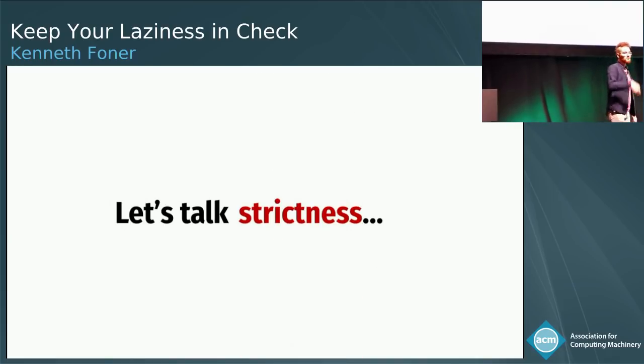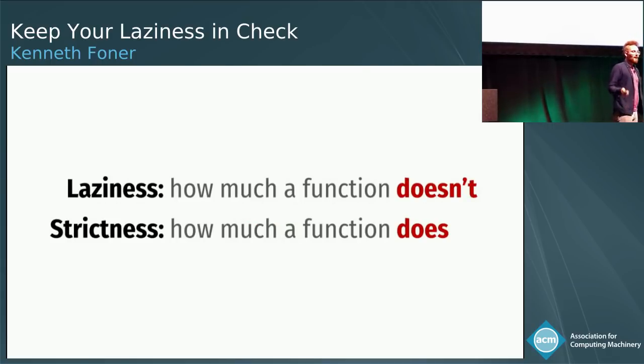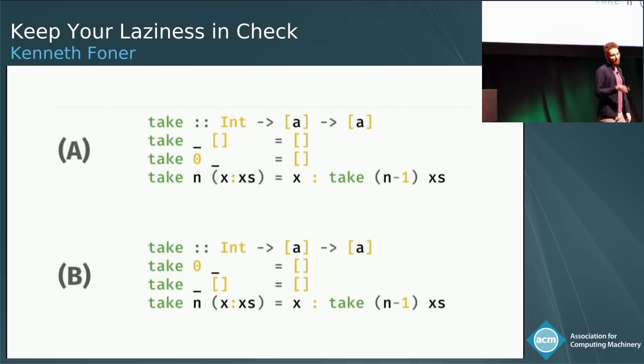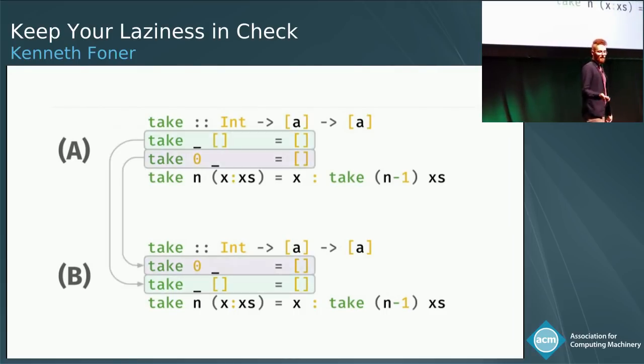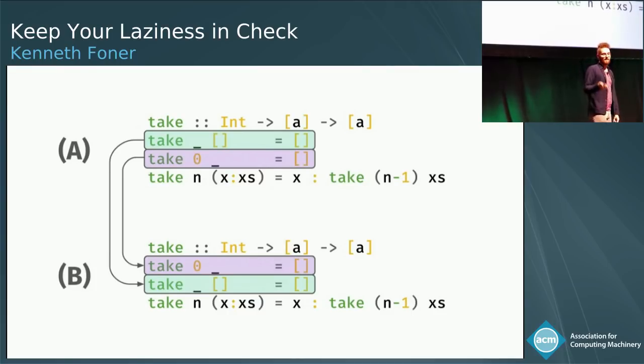But instead of reasoning directly about laziness, I want to talk about strictness instead. Because after all, when we say how lazy a function is, we're talking about how much it doesn't do. And when we talk about strictness, we're describing how much a function does do. So how much do these two functions do? They look really similar, right? In fact, they've only got two lines interchanged in each other.